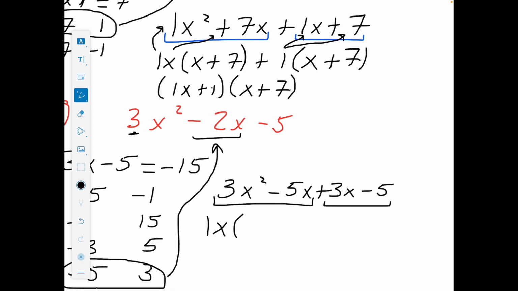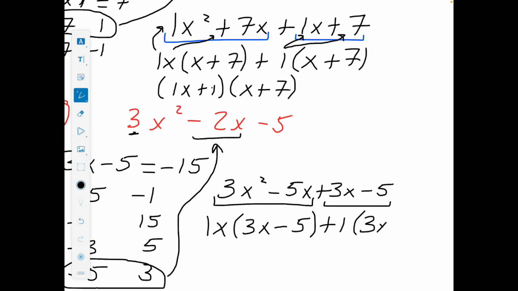And now we're back to grouping. So we're going to take the first two together and then the second two together. Biggest number that will divide into 3 and 5 is 1. Any letter in common, they both have an x. So we have 1x, we want to make 3x squared, so you'd multiply by 3x. And we have 1x, we want to make minus 5, so you'd multiply by minus 5.